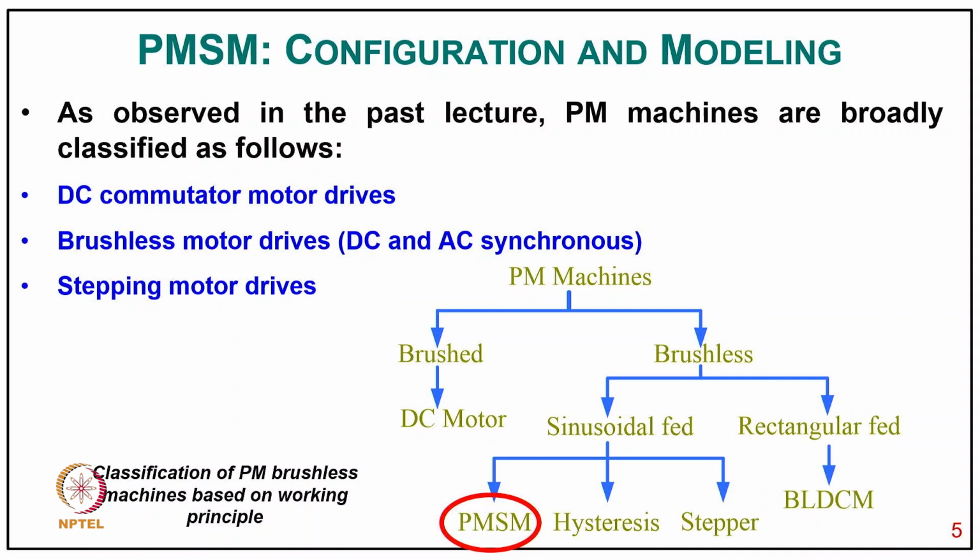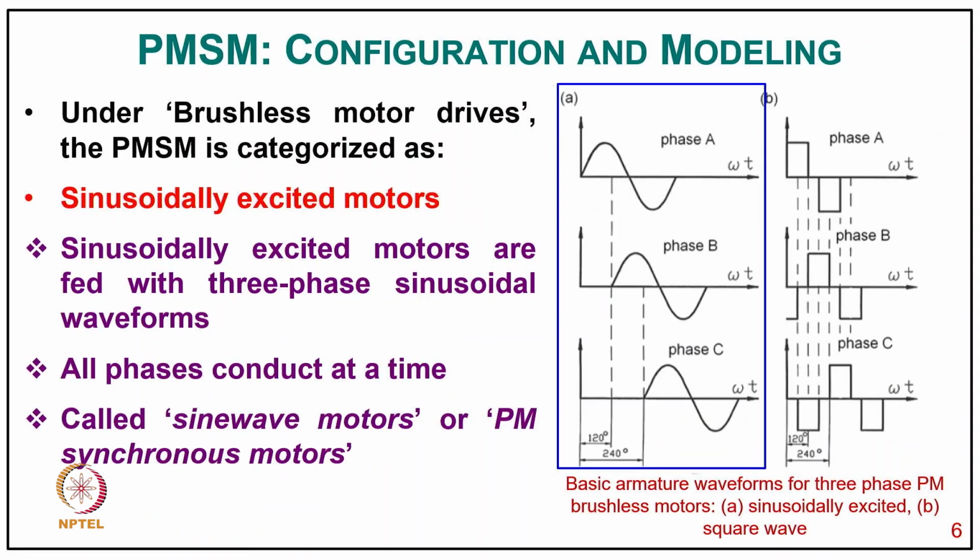As observed in the past lecture, permanent machines are broadly classified as DC commutator motor drive, brushless motor drive like DC and AC synchronous, and stepping motor drive. So, here you can see the classification. One with permanent brush DC motor, then brushless sinusoidal and rectangular. Rectangular we call the permanent brushless DC motor, and sinusoidal we have of course permanent synchronous motor, hysteresis motor and stepper motor.